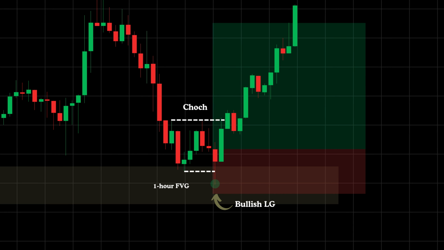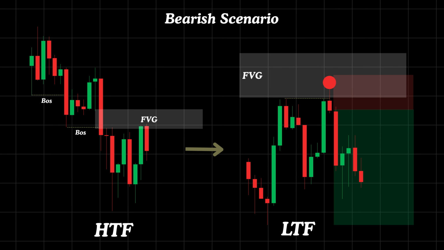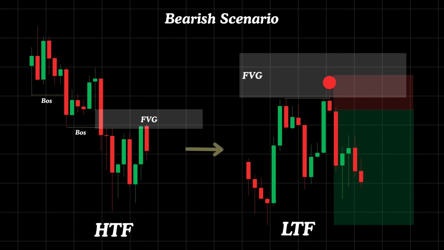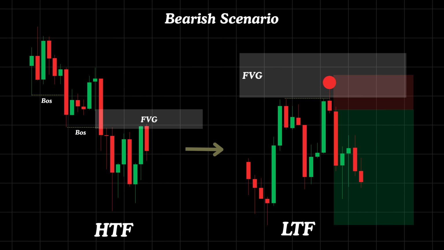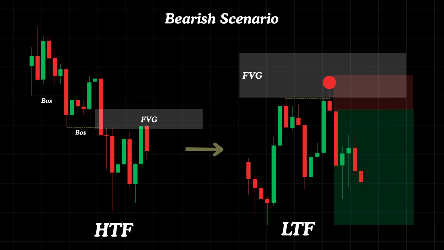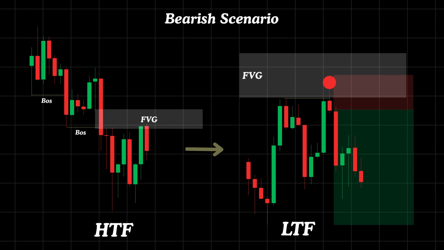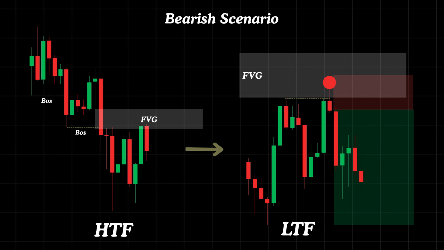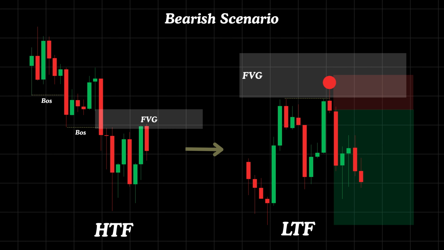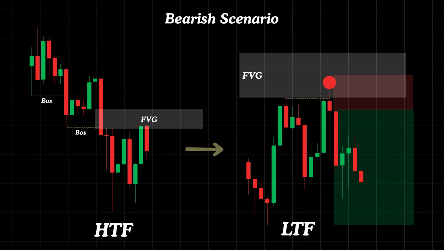For bearish trades, begin by confirming a downtrend on the higher time frame, identified by lower highs and lower lows. Mark the fair value gaps as potential supply zones. When the price revisits one of these zones, move to the lower time frame and look for a bearish liquidity grab above a recent high. Once confirmed, take the trade. Place your stop loss just above the liquidity grab, and target the next important level below.